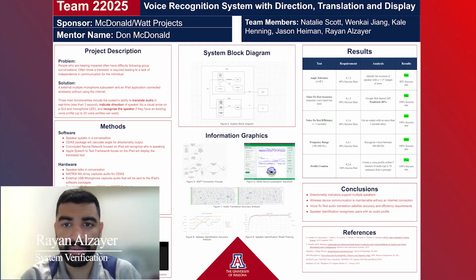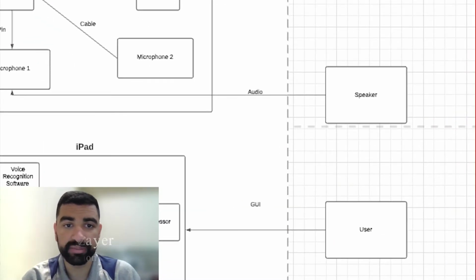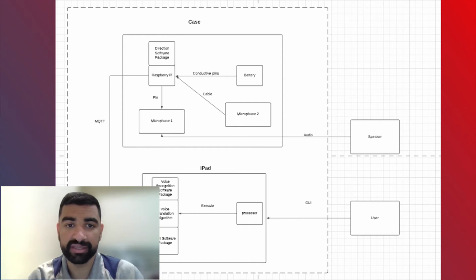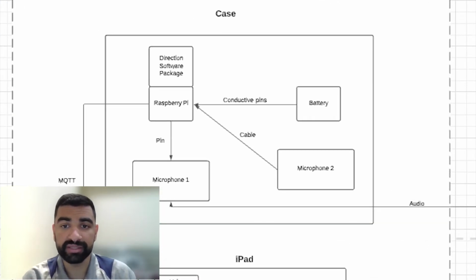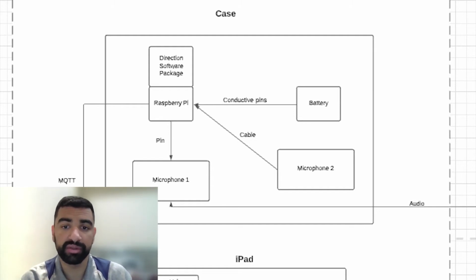This is our system block diagram, and it will describe how exactly our system is going to work. We have a speaker and the user of the system outside of the system boundary, and there are two sections inside the system boundary. Firstly, there is a 3D printed case that will include a battery, Raspberry Pi, and 2 microphones. The battery and 1 microphone will be connected to the Raspberry Pi using pins, and the other microphone is connected to the Raspberry Pi by a cable.